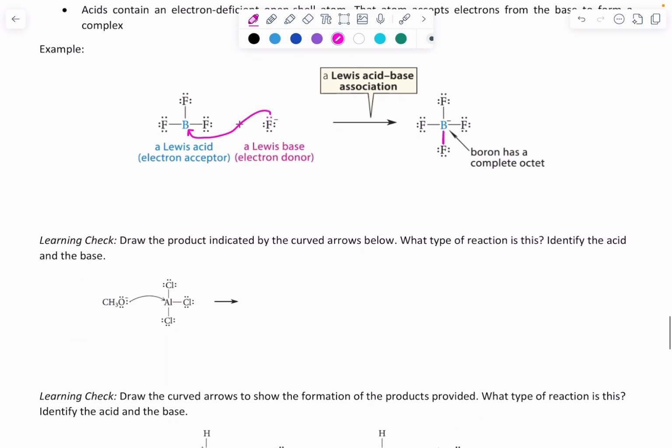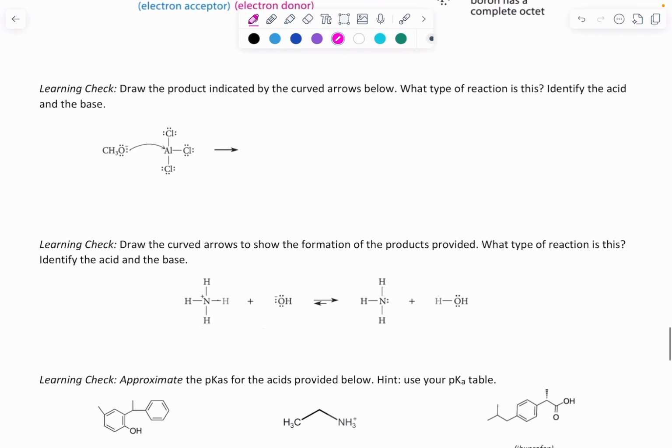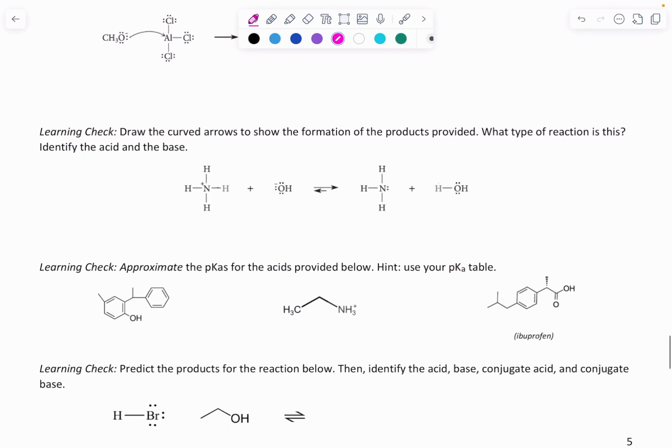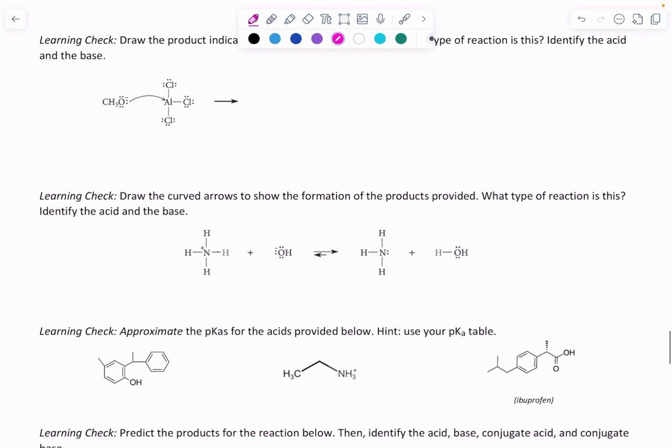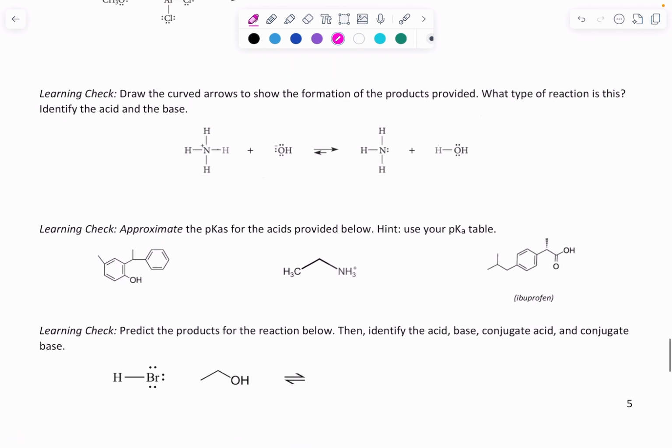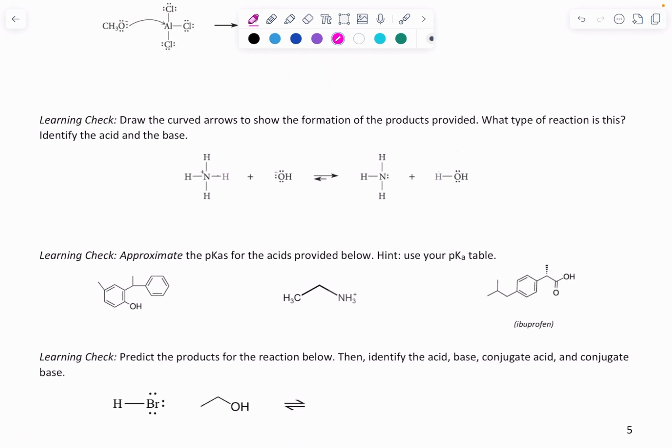All right, there are a number of learning checks here. I think this is what we will save for Tuesday so that we have a refresher when we are in person. Then I will move to the part 2 notes to continue learning about acid-base chemistry.